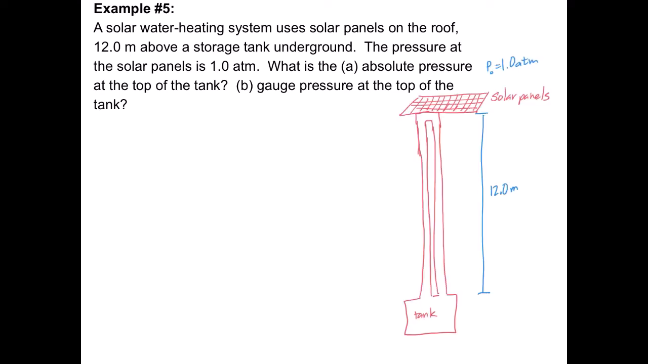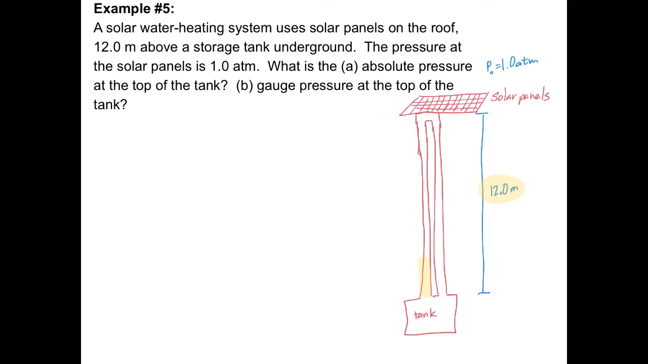So hopefully you ended up with something like this. You can see in my picture that I've got the tank down at the bottom. I've got the solar panels, which are 12 meters above that. Now in my drawing, I did include a pipe going up here, and then it comes up here to the solar panels. That's where the water gets heated, and then it comes back down this way. If you didn't include that, that's fine. That's not a big deal.